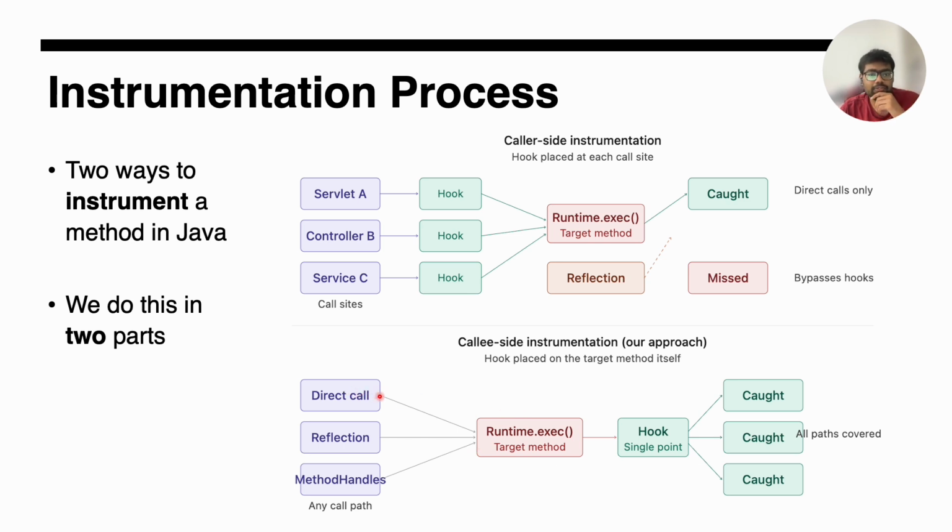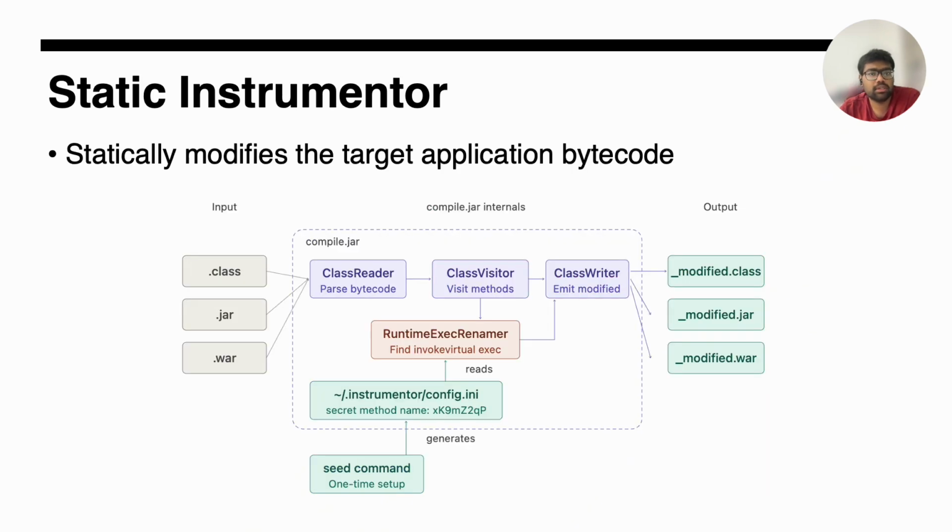So in this case, if you want to call runtime.exec using a direct call, using the Java Reflection API, or method.invoke, they all will call the runtime.exec method, and inside the runtime.exec method is where our hook lives, and then we will be able to catch each of these invocations. And then we do our instrumentation process in 2 parts, which I'm going to show you next.